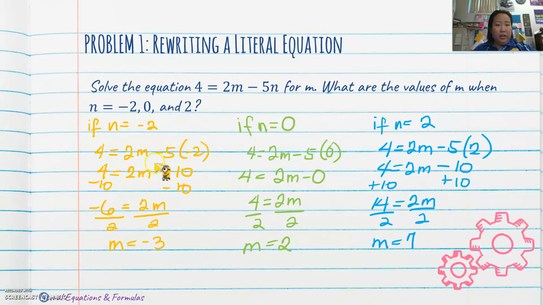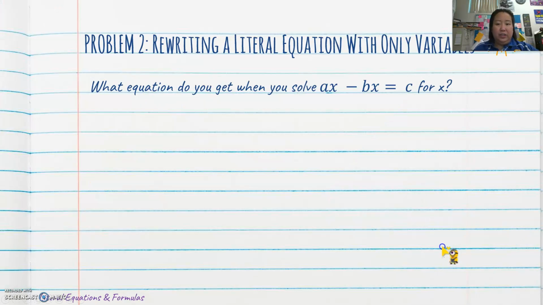If n is equal to -2, m is -3. If n is 0, m ends up being 2. And if n is equal to 2, then m will be equal to 7. Okay? So let's continue with the next example.